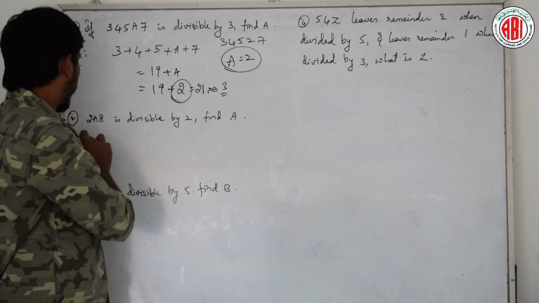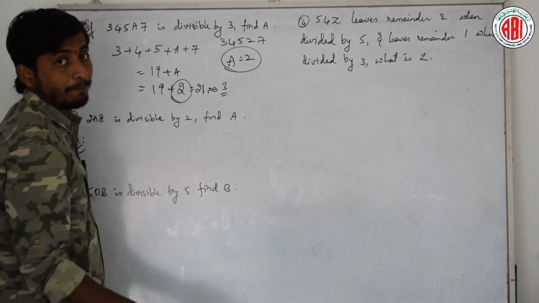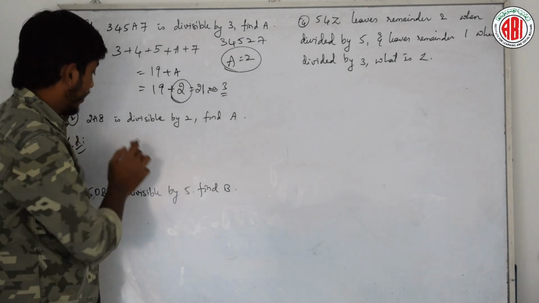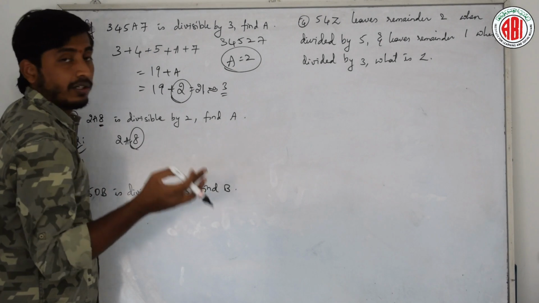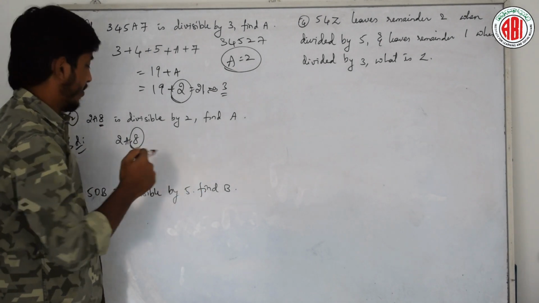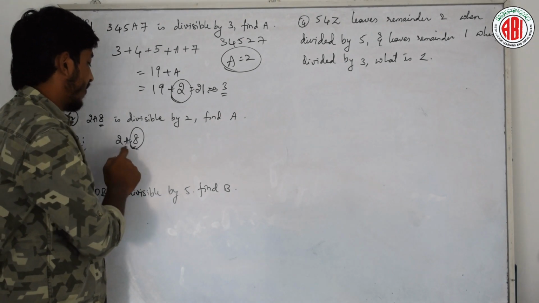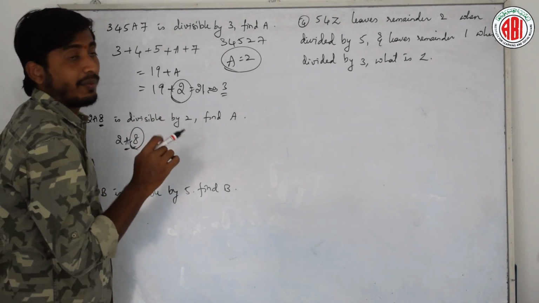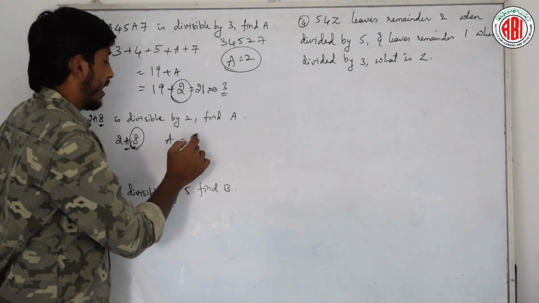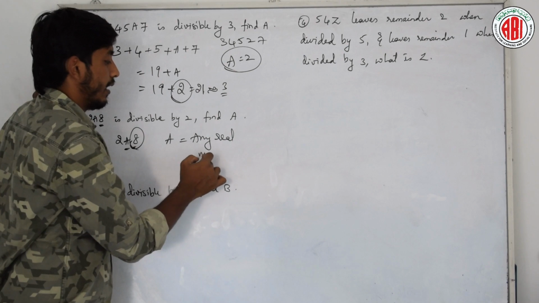Next, 2A8 is divisible by 2. He is asking us to find A. What is the rule for 2? The units digit must be 2, 4, 6, 8, 0. Obviously, it is 8. Therefore, irrespective of the value of A, the number is divisible by 2. Therefore, A can be any digit.